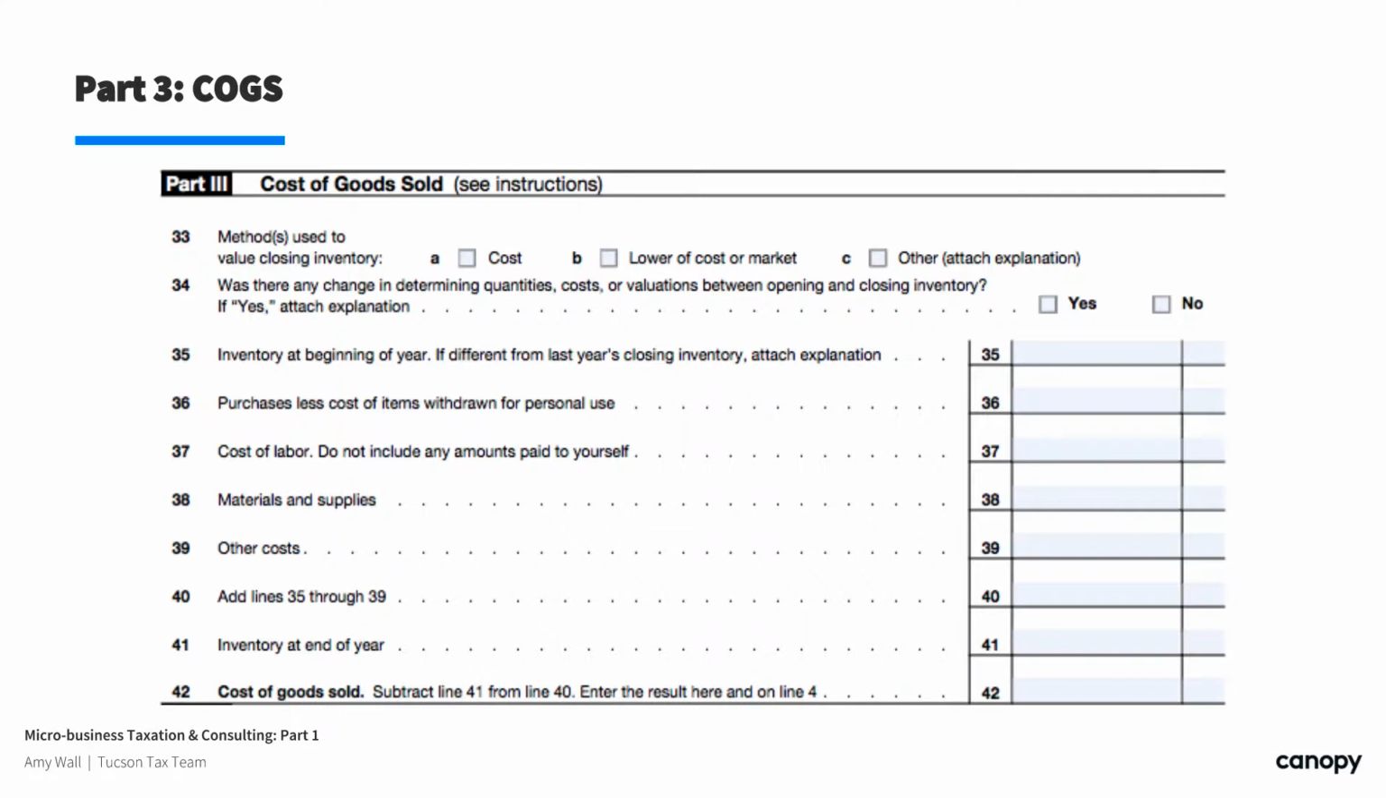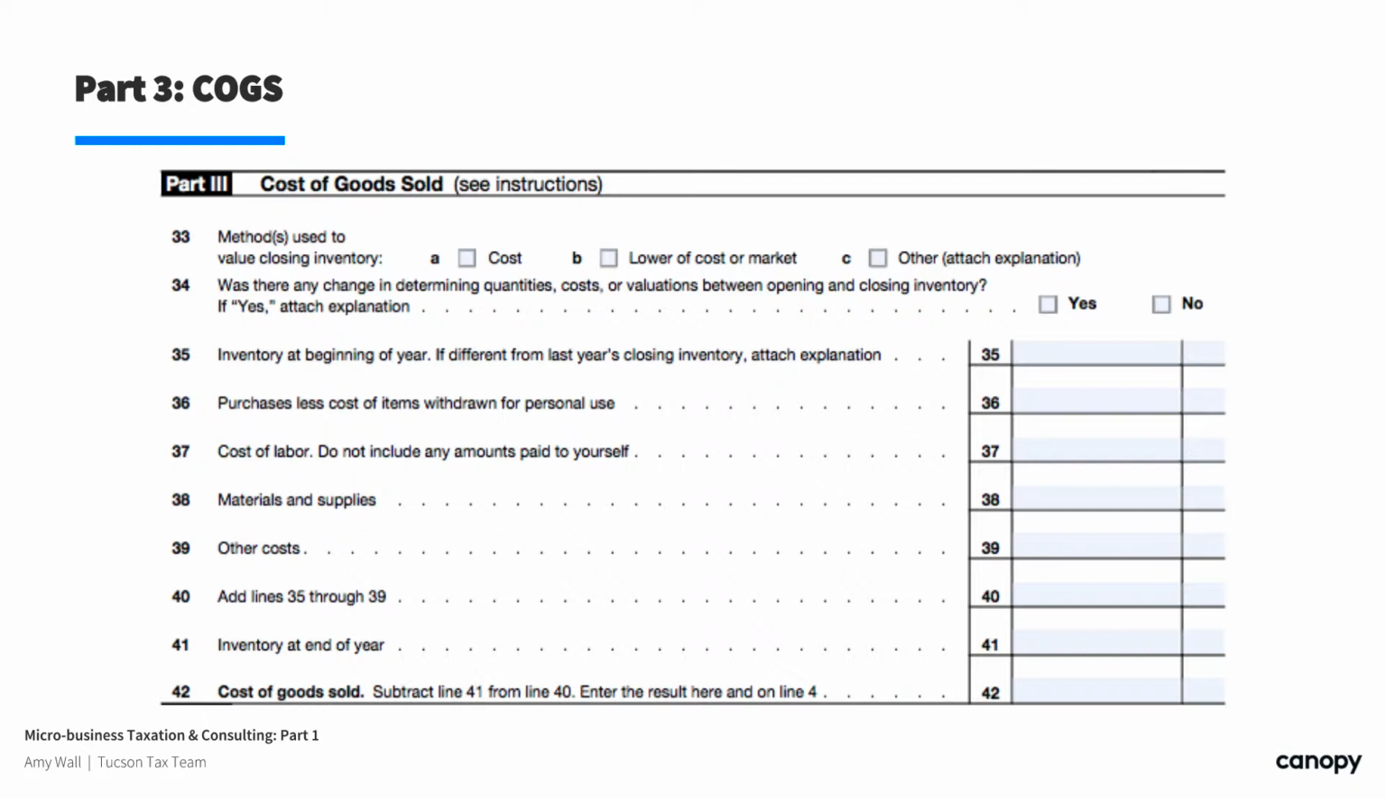purchases, less cost of items withdrawn for personal use. So this is just where you put your purchases. Cost of labor, this is direct labor. Okay, this isn't labor that you have paid to yourself. This is labor that you paid to someone else. Materials and supplies, other costs, we add them all together, and then we subtract the inventory at the end of the year, and this is cost of goods sold.